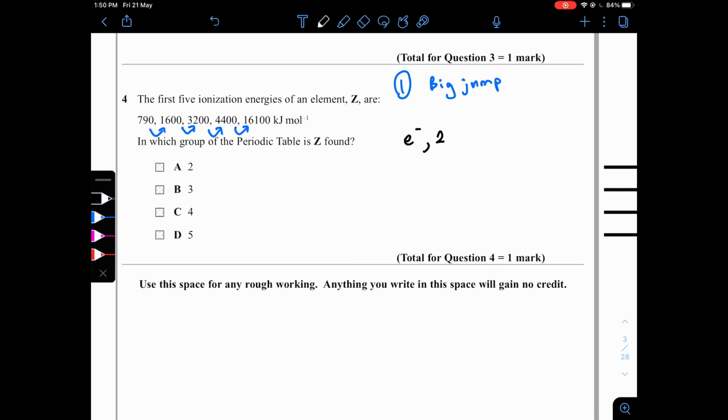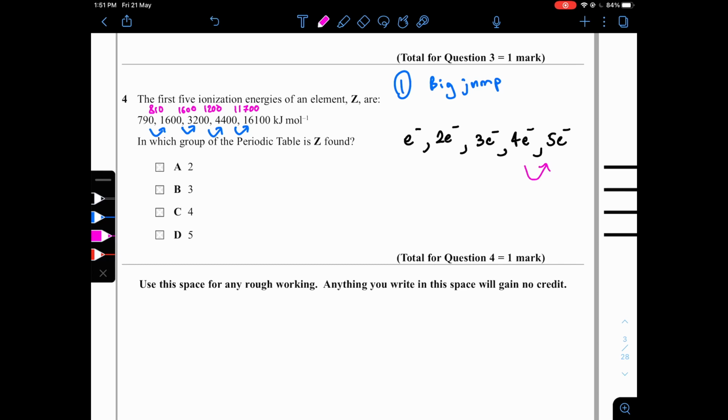We're taking one electron away, two electrons away, three electrons away, four moles of electrons. So they're actually moles of electrons. Four moles of electrons away, five moles of electrons away, corresponding to the five values, right? So what's the difference between these values? So we have 810, then we have 1600, then we have 1200, then we have 11,700. So you can see there's a big jump between the fourth electron and the fifth electron.